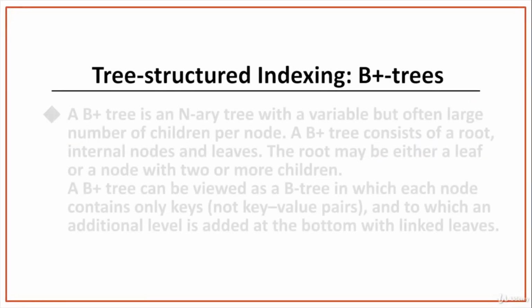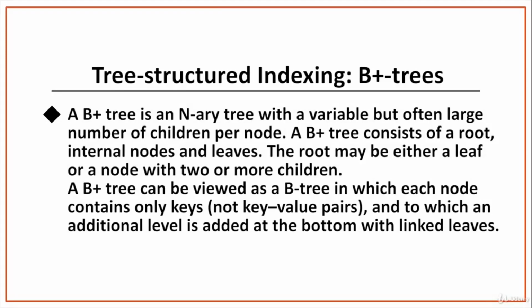A B+tree is an n-ary tree with a variable but often large number of children per node. A B+tree consists of a root, internal nodes, and leaves. The root may be either a leaf or a node with 2 or more children. A B+tree can be viewed as a B-tree in which each node contains only keys, not key value pairs, and to which an additional level is added at the bottom with linked leaves.